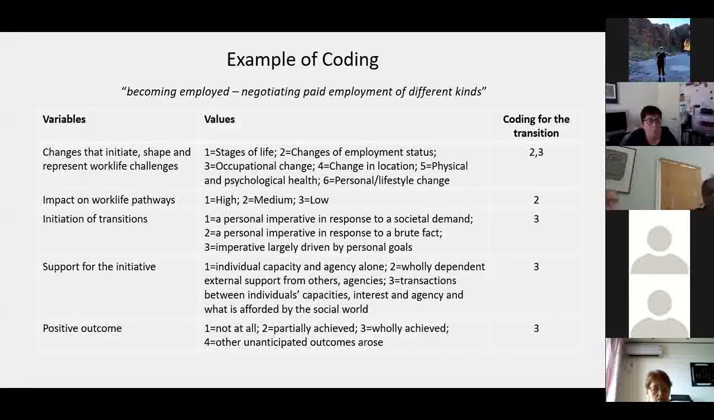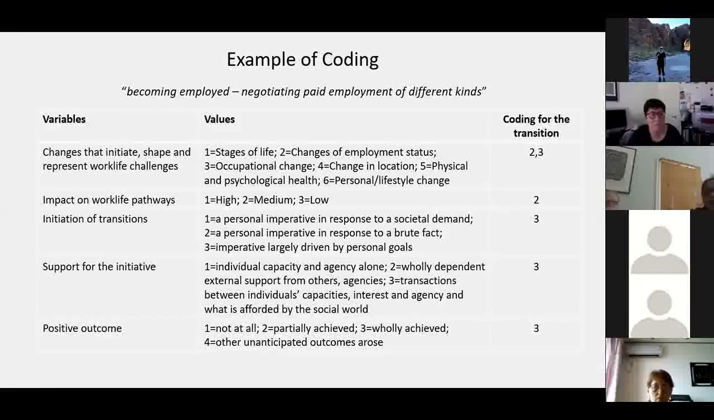So this is an example of a transition. When we talk about transition, we're talking about change, so we use terms like becoming. This is an example of one of the occupational transitions: becoming employed, negotiating paid employment of different kinds. As I mentioned earlier, we developed an analytical framework that characterizes the changes that initiate, shape, and represent work-life challenges. These changes include the changing stages of life of individuals, changes of employment status, occupational change, change in location, physical and psychological health change, and personal lifestyle change.